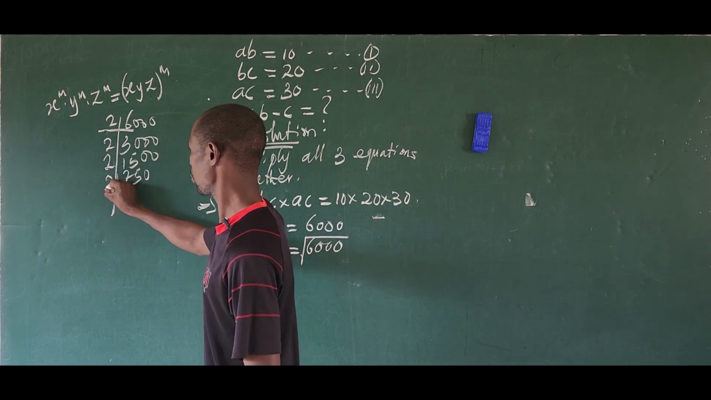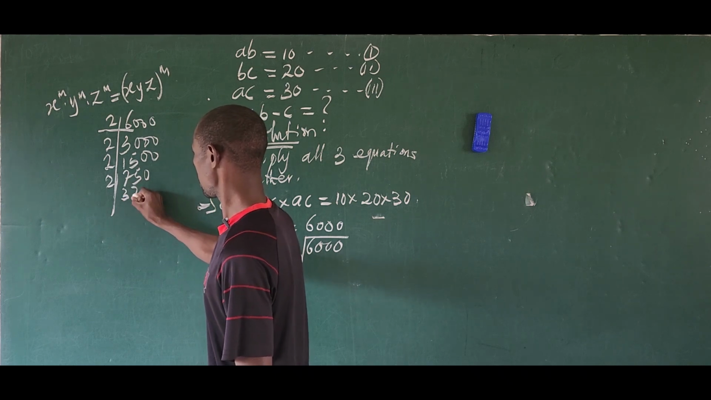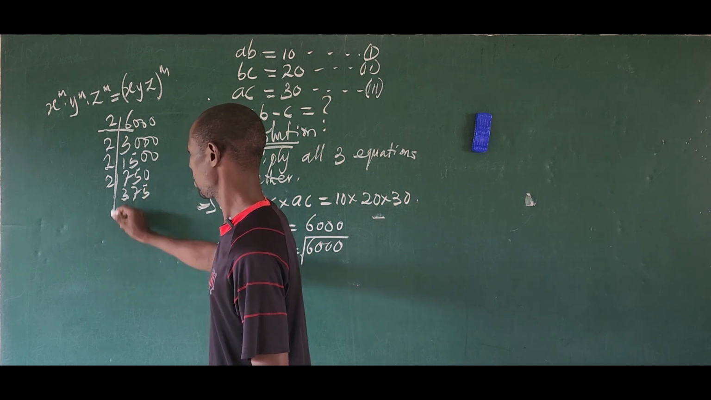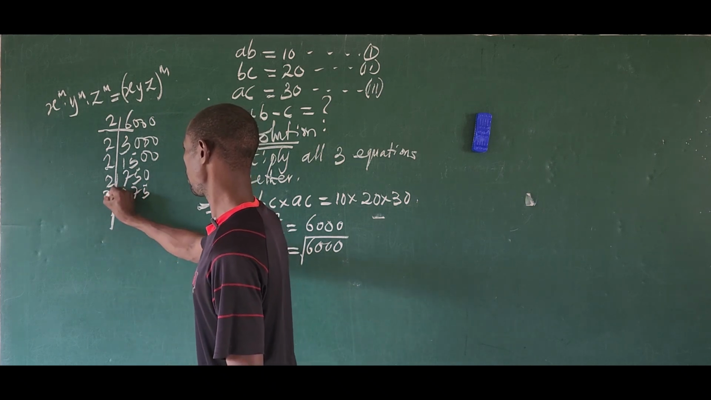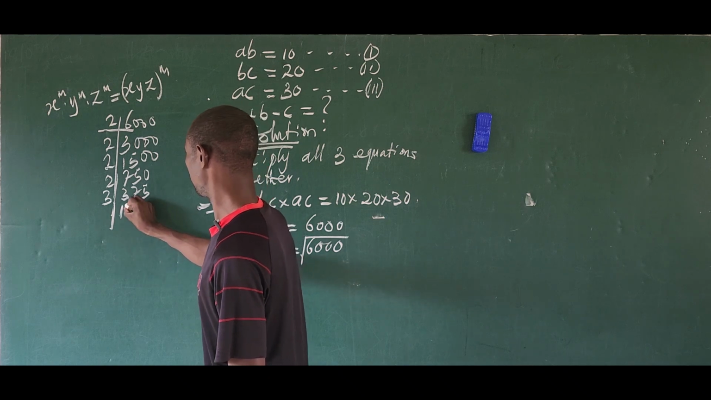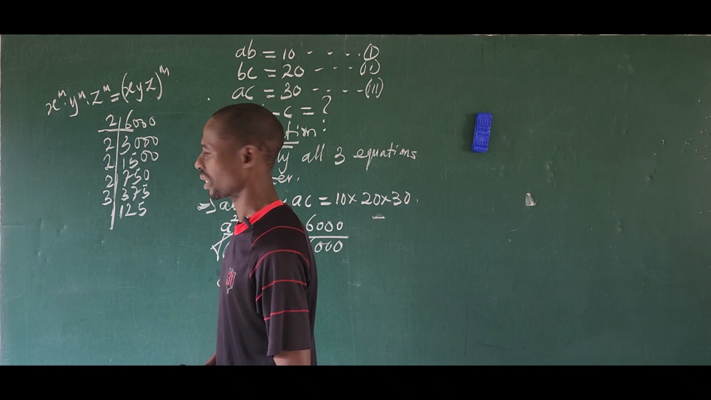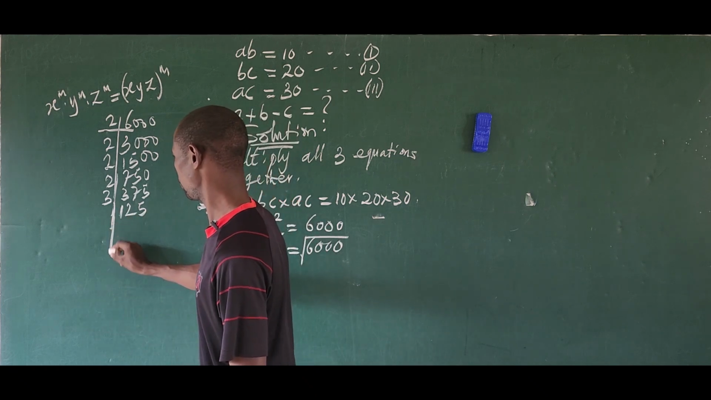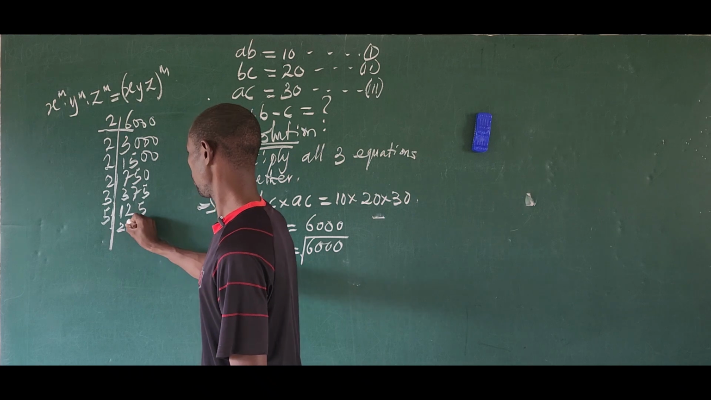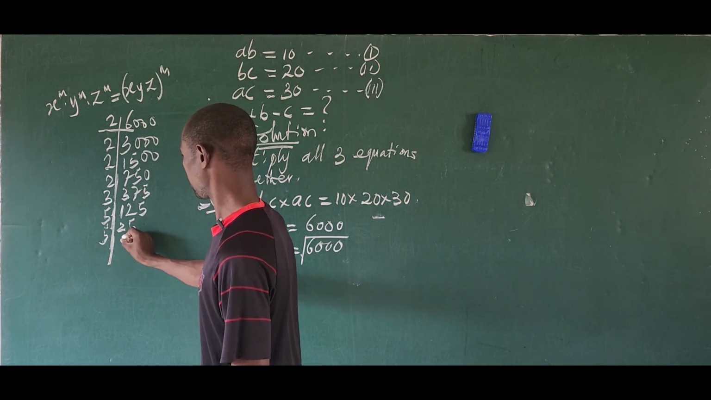What can go? 2. 2 here will give us 375. What can go? 3 can go. 3 here will give us 125. Then can 3 go again? No, so we go to 5. 5 here will give us 25. What can go again? 5. Here we have 5.